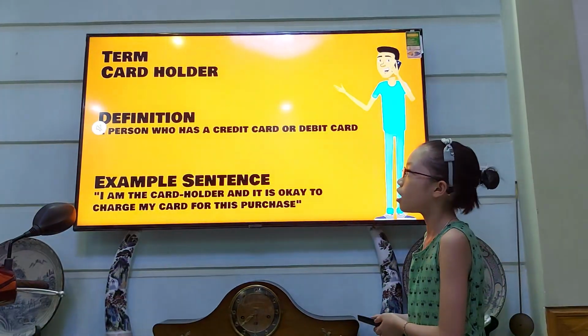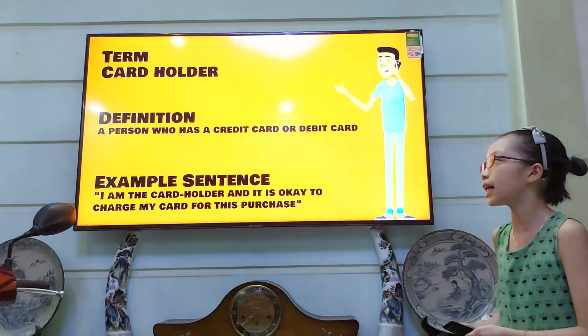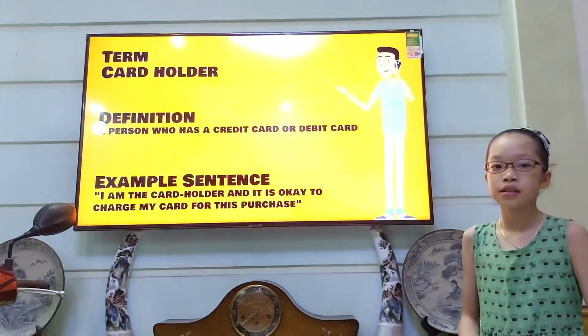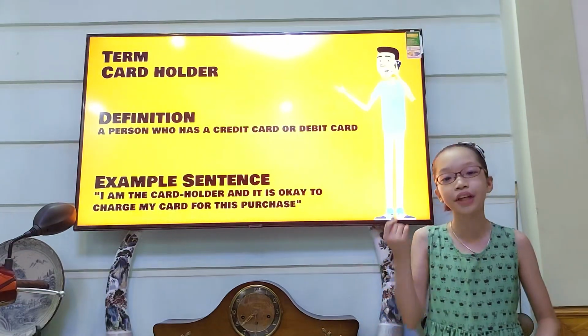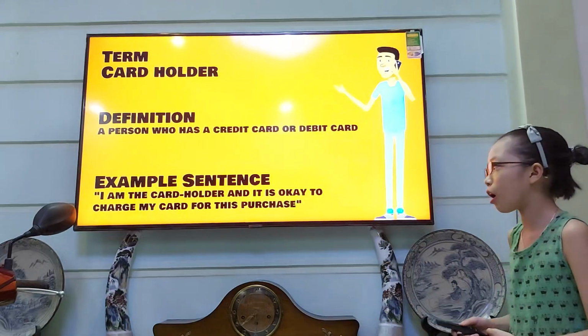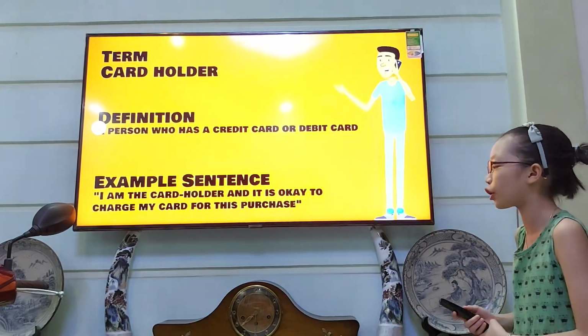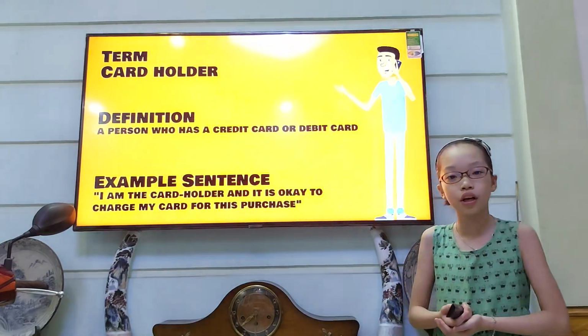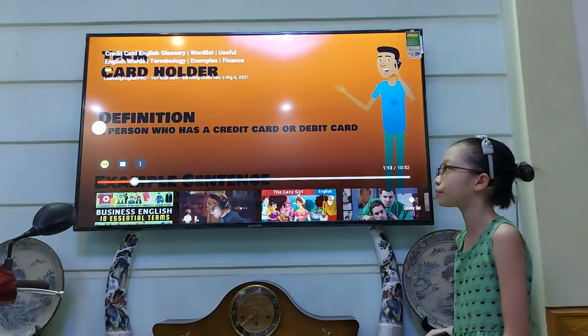So this is card holder. It is a person who has a credit card or debit card. So for example, you have a credit card, so you are a card holder. "I'm a card holder, and it's okay to charge my card for this purchase." Of course, you use your credit card to purchase something.